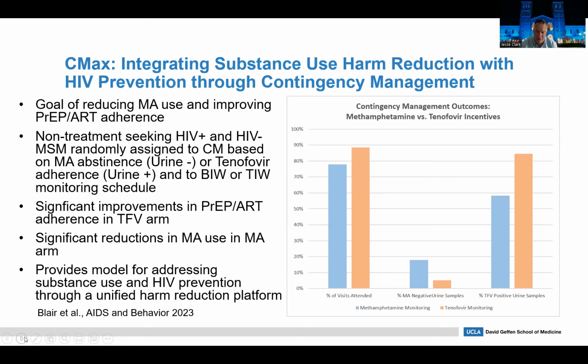And this was all published by Sharia Blair last year. So this provides a model for integrating both substance use and HIV prevention through a unified harm reduction platform. So like I was saying about chemsex before, don't treat it as just drug use plus sex. Treat it as sexualized drug use. And this is the goal of treating meth use not just as an isolated problem, but really as meth use plus HIV prevention all in one. Next slide, please.